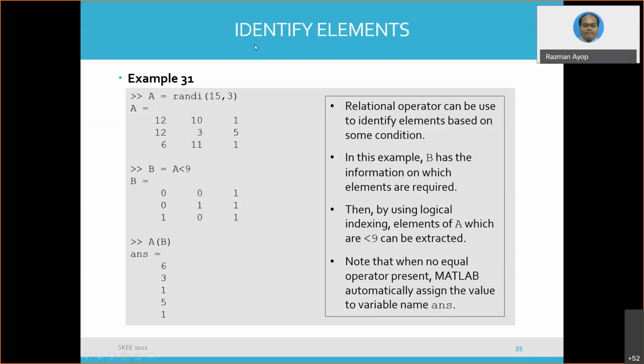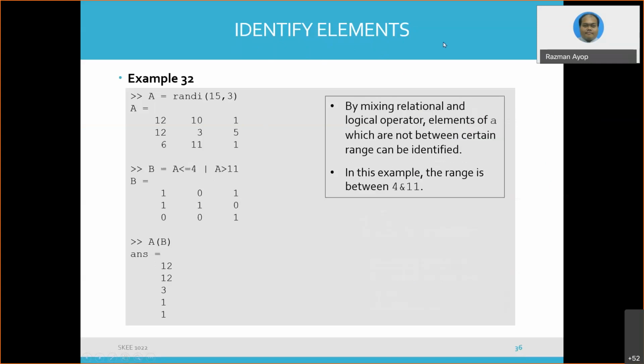This is just to identify elements. Okay, this is one way to identify elements. This is also another way, but with 2 parameters. Basically, you want the numbers from 4 to less than 11, the range between 4 and 11. How to get this? You just do the same thing, except for this one you have to do something like this.